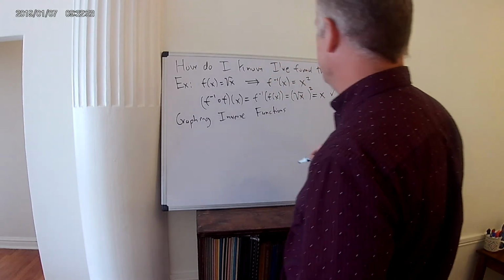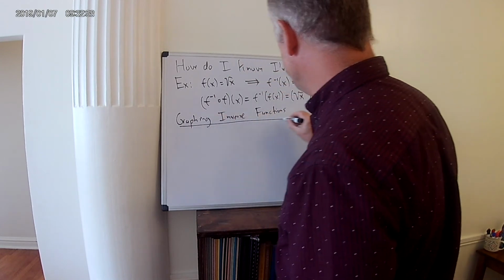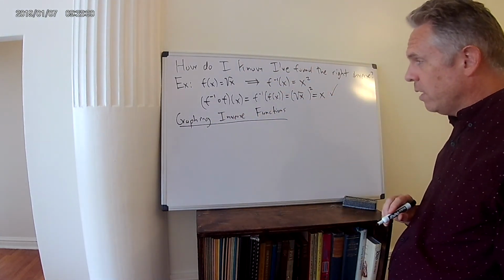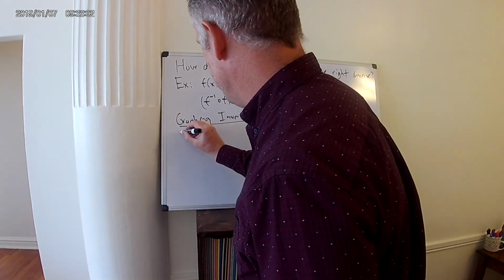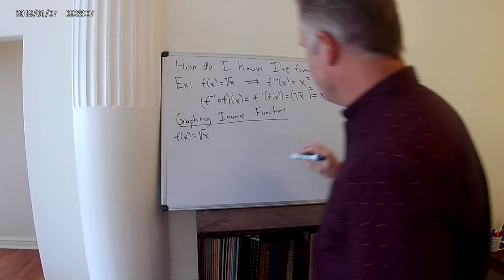We're going to talk about graphing inverse functions, okay? And let's use this example. Let's go back to this example where f of x equals square root of x. Let's create a graph of that.